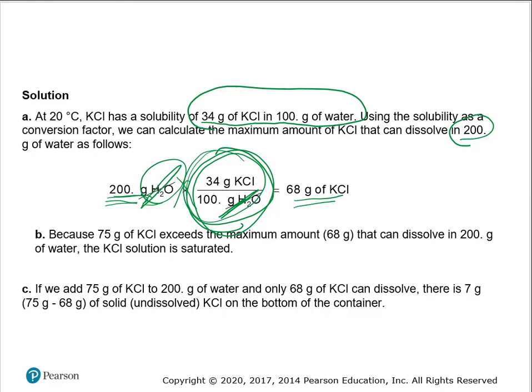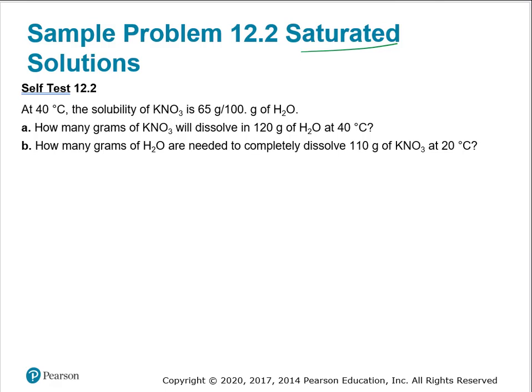For part B, because 75 grams of KCl exceeds the maximum amount, which is 68 grams, that can dissolve in 200 grams of water, all we do is subtract 75 minus 68, which tells us that there is 7 grams of solid, undissolved potassium chloride at the bottom of the container. And therefore, the potassium chloride solution is saturated. Let's look at a couple more problems about saturated solutions. Pause the video here.